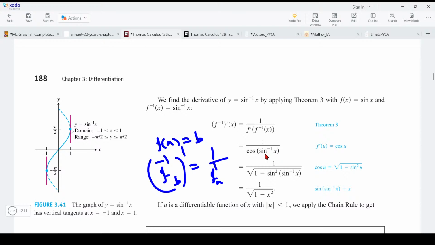What we are looking for is sin inverse x, and our f inverse is sin inverse x. Agreed? F dash is nothing but cos at sin inverse x, that is f dash at a. Cos of sin inverse x is nothing but under root 1 minus sin square of sin inverse x. That's why we are getting this one.